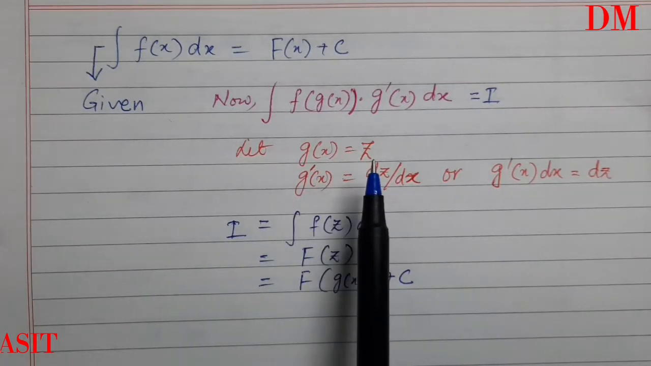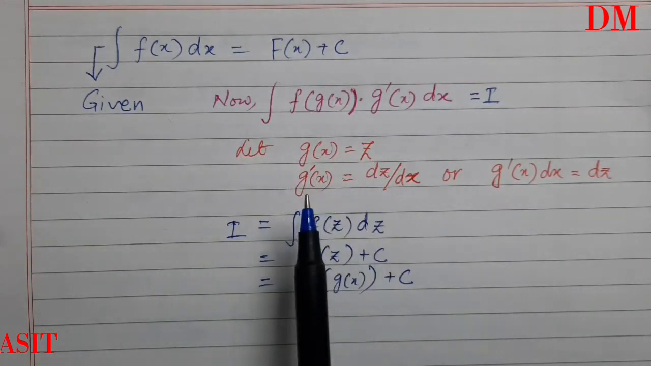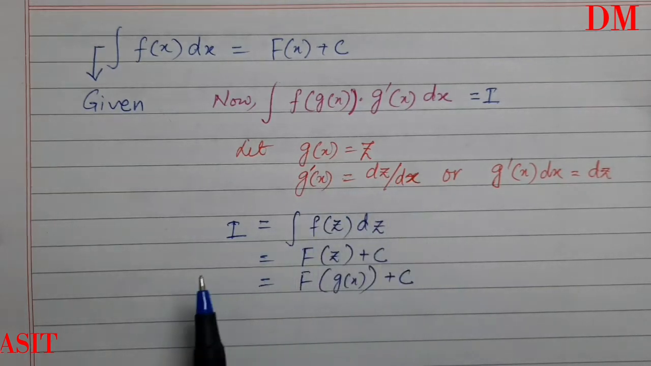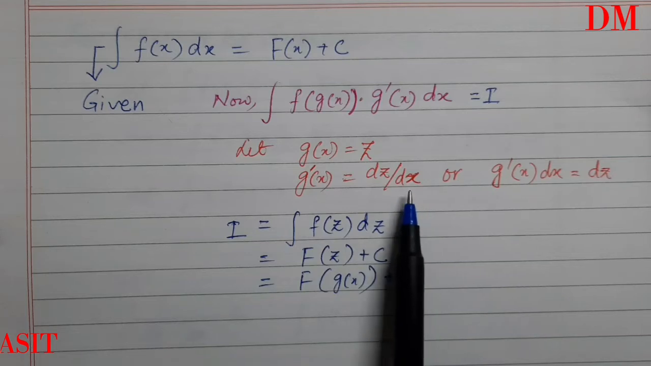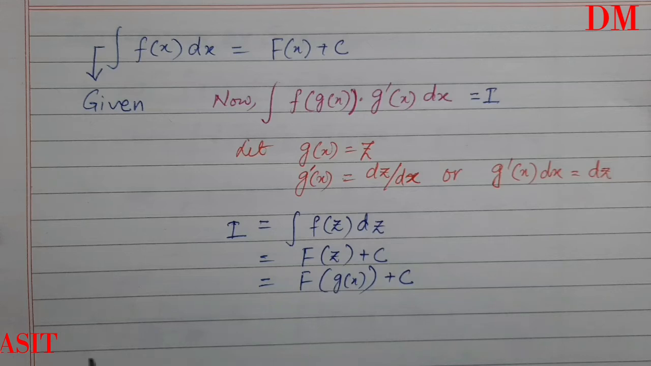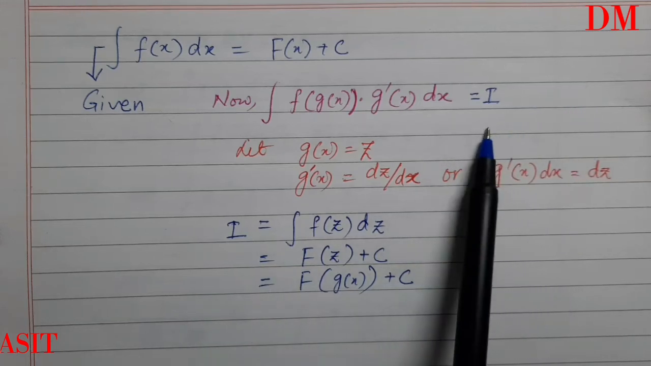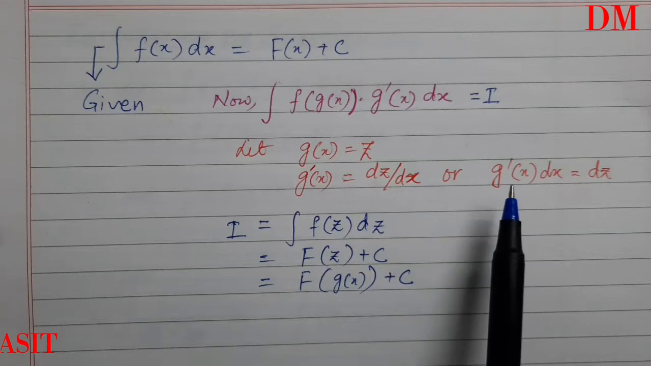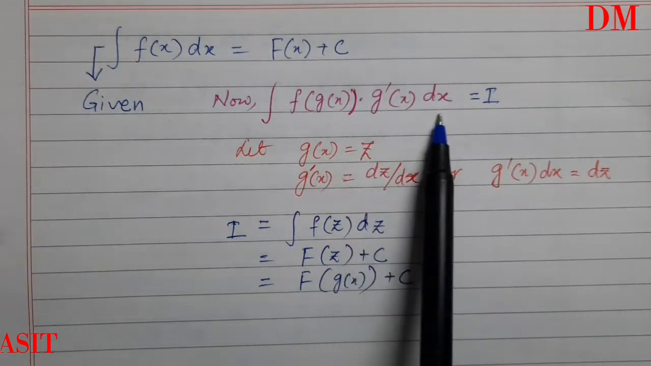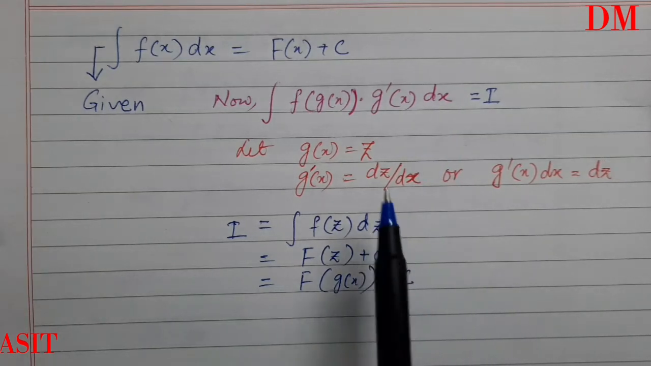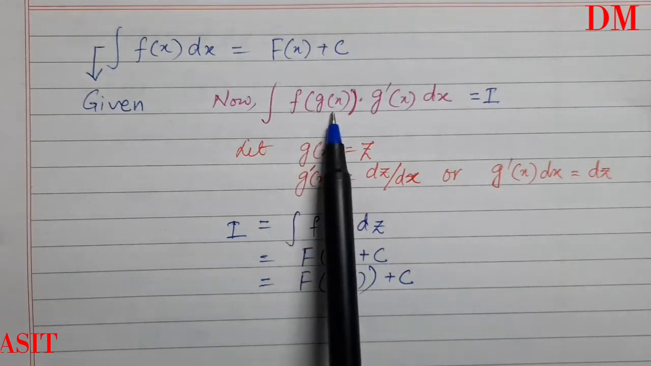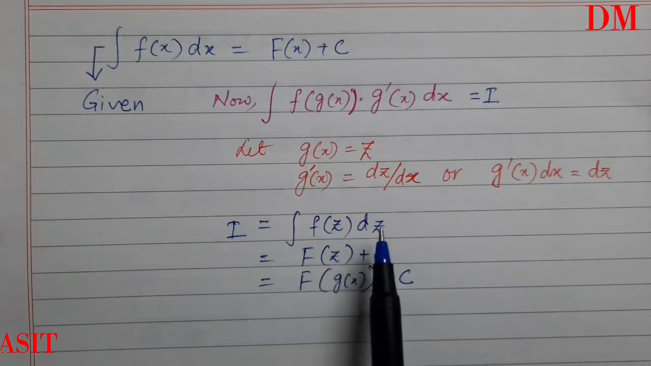Now if g(x) equals z, then we can differentiate both sides, then we get g'(x) equals dz by dx, or we can multiply by dx, so we can write g'(x) dx equals dz. Now in the given integration, if we replace everything, g'(x) dx will become dz, and since g(x) we assumed z, we can write I equals integration f(z) dz.